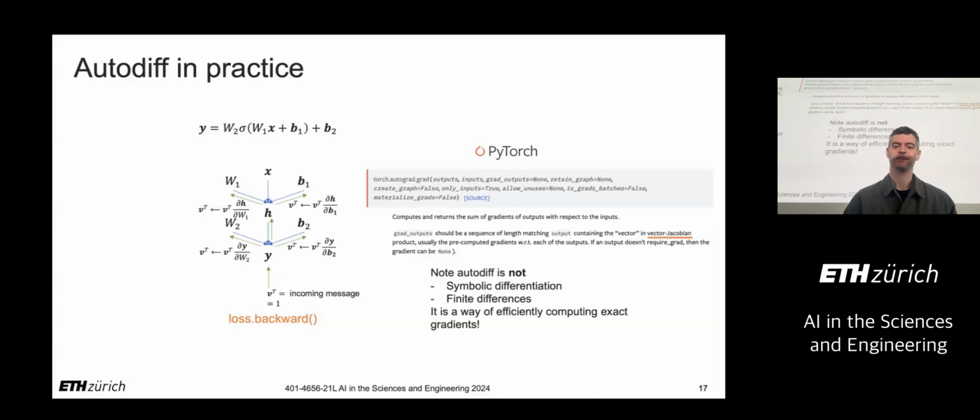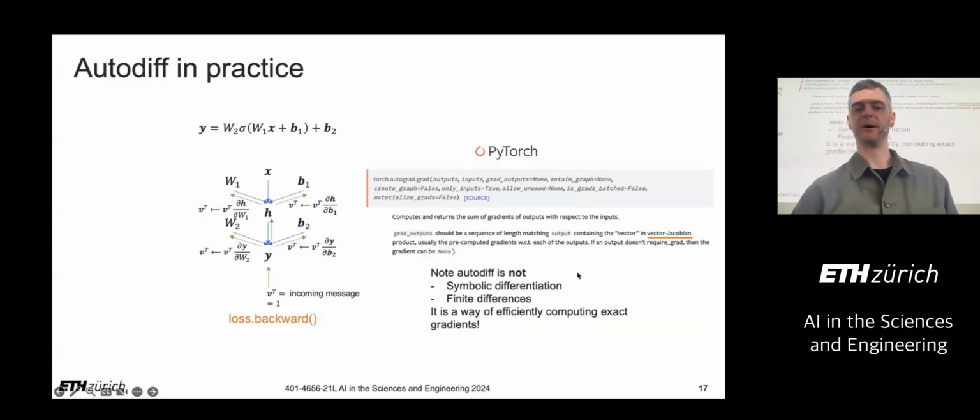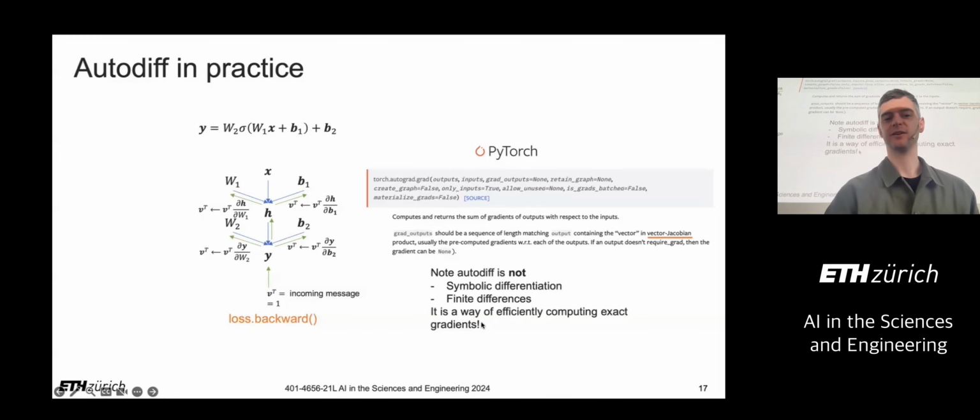So there are also a couple of other misconceptions about what Autodiff is or is not. You should appreciate this by now, that Autodiff is definitely not symbolic differentiation. It also isn't doing finite differences. We're getting exact gradients when we're running Autodiff. So it simply is a way of efficiently computing exact gradients. So make sure you're aware of the difference of these methods.